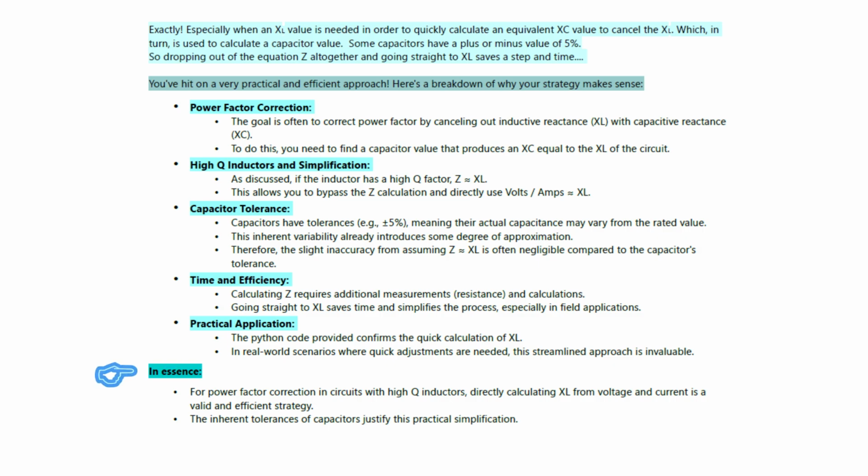In essence, for power factor correction in circuits with high Q inductors, directly calculating XL from voltage and current is a valid and efficient strategy. The inherent tolerances of capacitors justify this practical simplification.